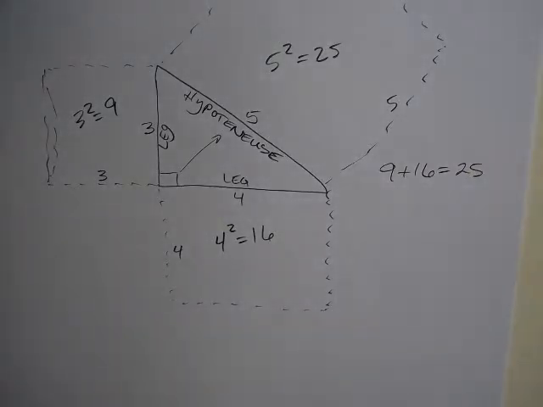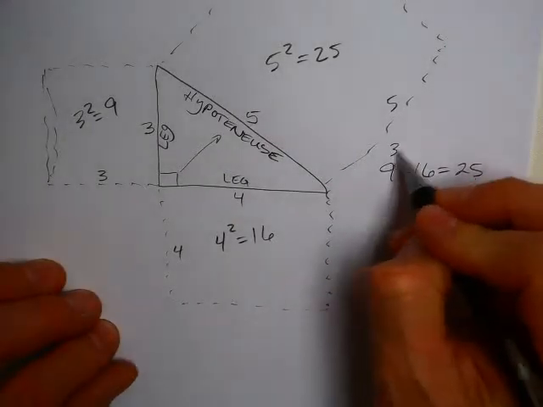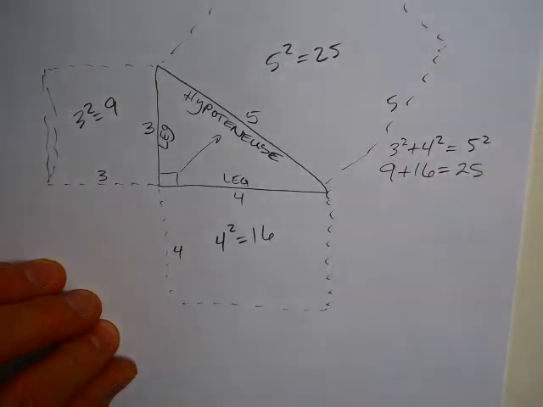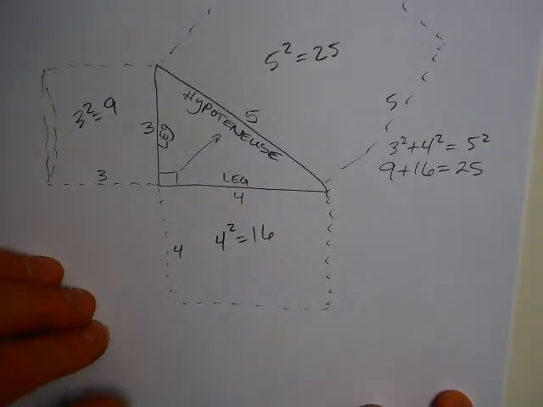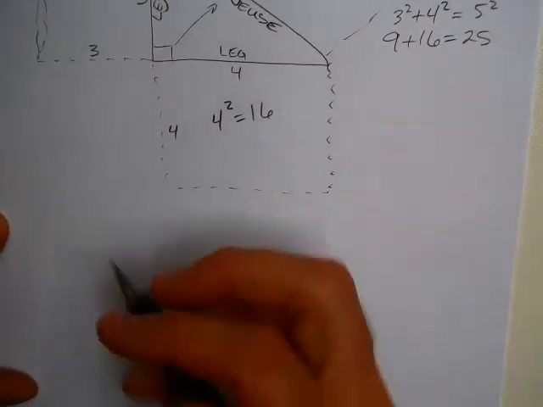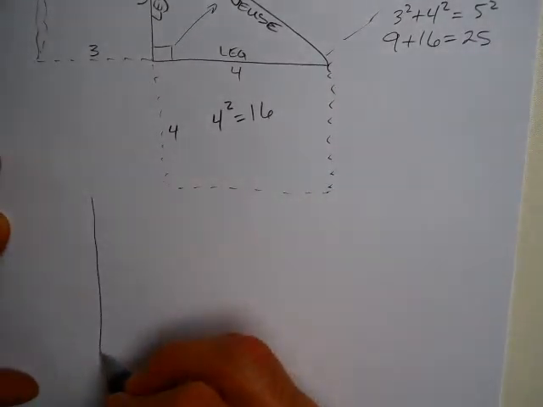And he wondered if that was just dumb luck. Right? Because there's a lot of dumb luck in math. Sometimes it happens. 3 squared plus 4 squared equals 5 squared. So he tried again. He tried a different triangle. We'll come back to this here in just a second. He tried a different triangle that he knew was right.